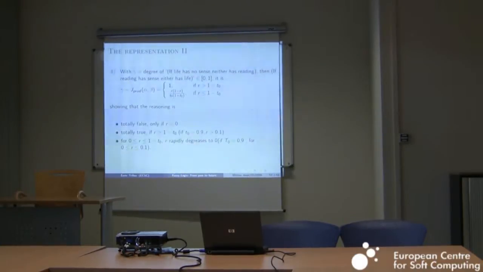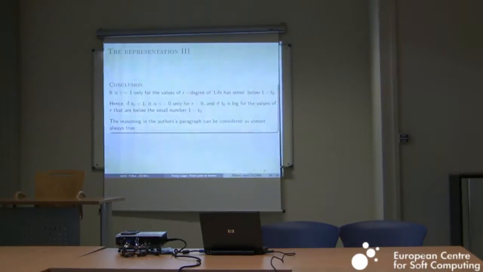Because we say that T0 is very big, for example. If T0 is 0.9, R should be bigger than 0.1. As soon as R is bigger than 0.1, the statement is totally true. Okay? What happens with these values? The function rapidly decreases. And in a very small part of the unit square, the function goes to 0 immediately. In the rest of the part, the function is practically 1.